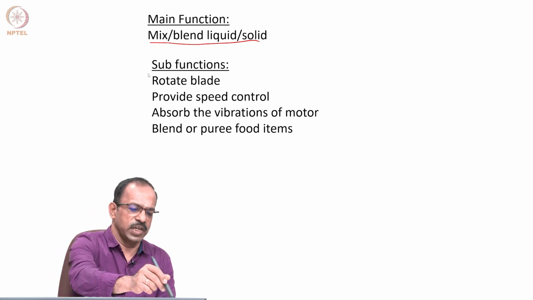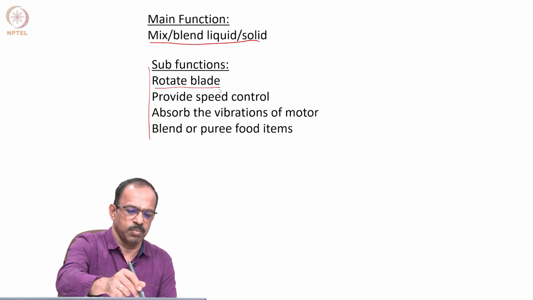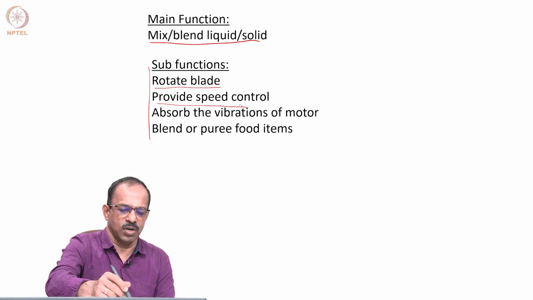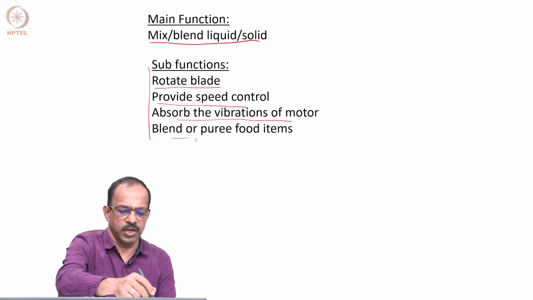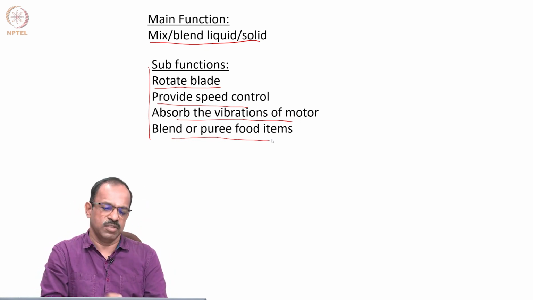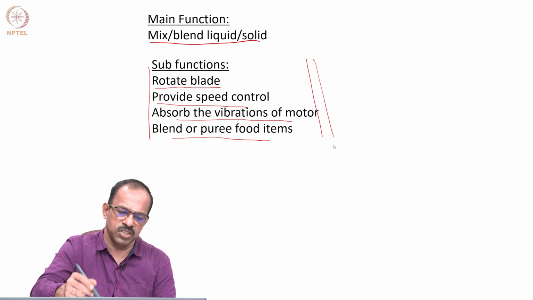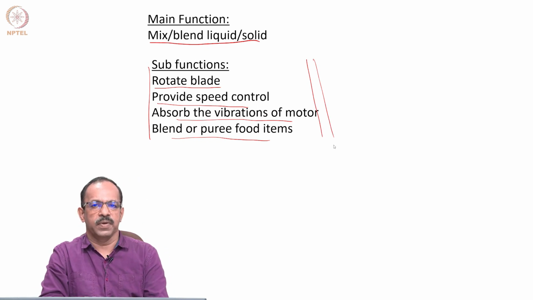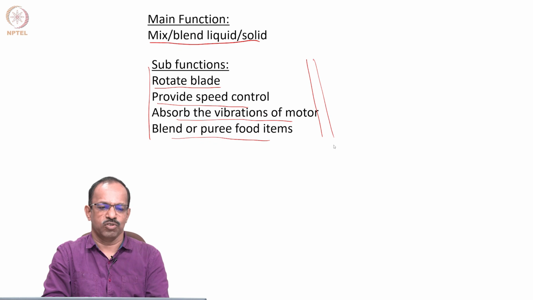In order to do that, we need to have many sub functions, basically to rotate the blades, provide speed control, absorb the vibrations, and blend or puree food items. These are the things which need to be accomplished in the product in order to achieve the main function of mixing or blending of liquid and solid.